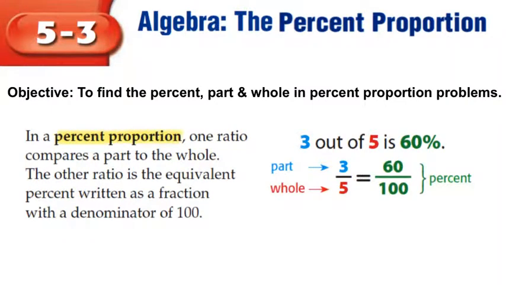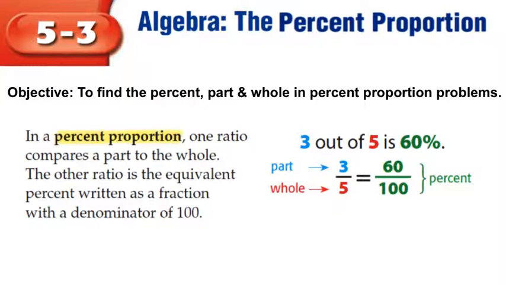Well, welcome to lesson 3 in chapter 5, and this is the percent proportion. Our objective for this lesson is to be able to find the percent, the part, and the whole in a percent proportion problem. So in a percent proportion, one of the ratios compares a part to the whole. The other ratio is the equivalent percent written as a fraction with a denominator of 100.